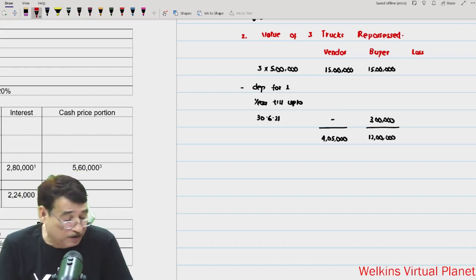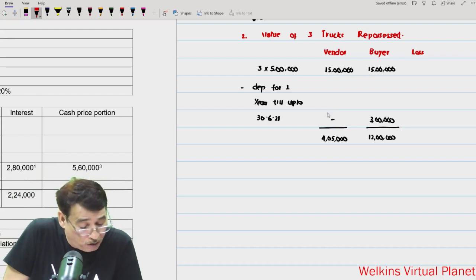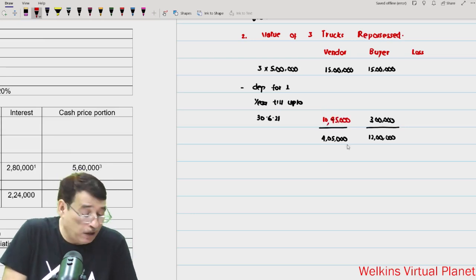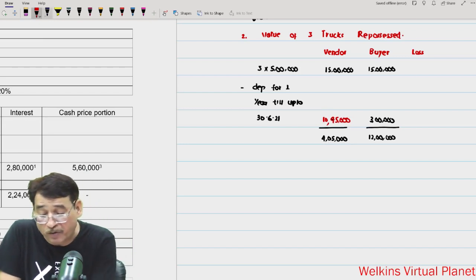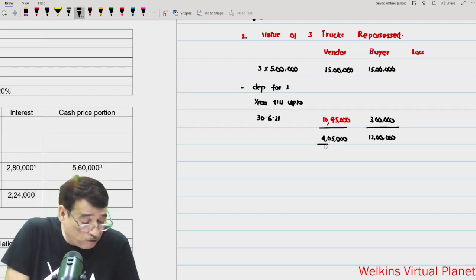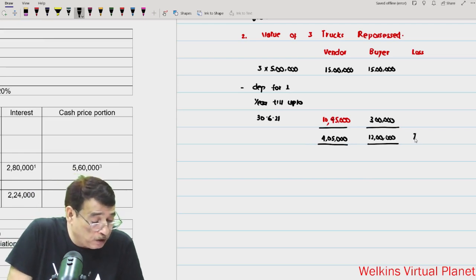So the vendor must have charged a depreciation of 10,95,000, you can say. This is the balancing figure because this value is given to us in this question. So that is the point in this question which prompted me to solve it. 7,95,000 will be your loss.